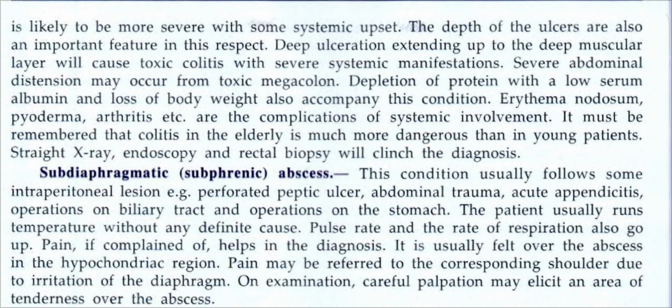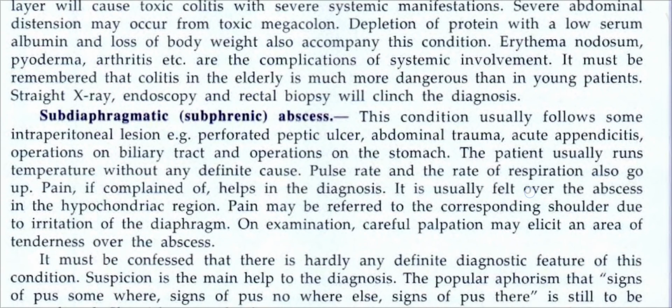Severe abdominal distension may occur from toxic megacolon. Depletion of the protein with low serum albumin and loss of body weight also accompany this condition. Erythema nodosum, pyoderma, arthritis, etc. are the complications of systemic involvement.